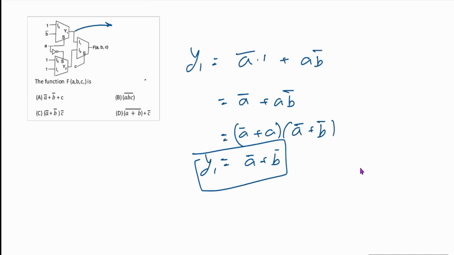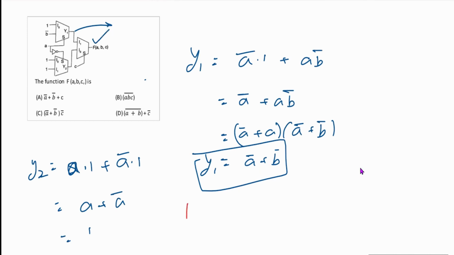Similarly, I can calculate y2 at this point. Here s is connected with a bar, so a bar dot 1 plus a dot 1. So I'm getting a plus a bar, that is nothing but 1. Okay, now I need to calculate this f.